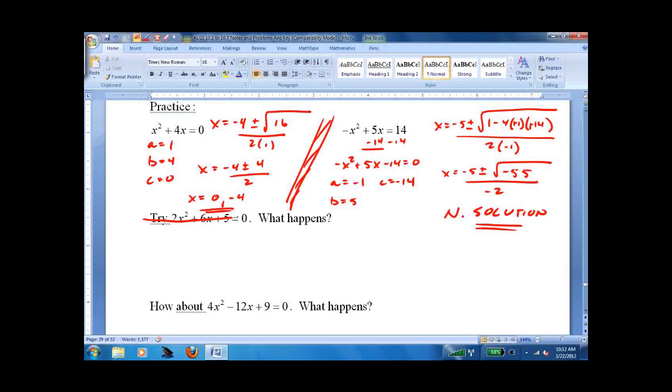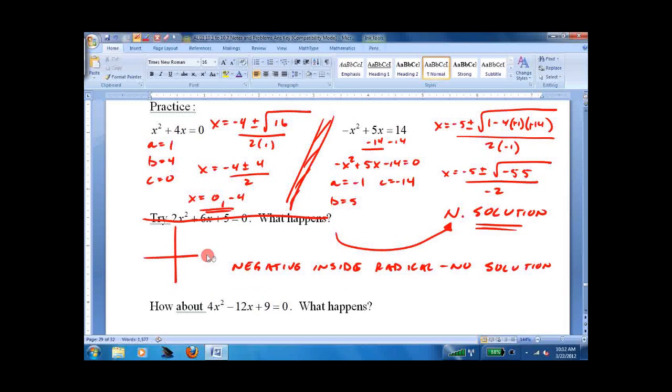I'm going to cancel this part out and just say, what happened here? There's no solution. We have a negative inside the radical. No solution. We know if we graph it, that's one of the ones that did this. Doesn't hit the x-axis, so you can't have any solutions.